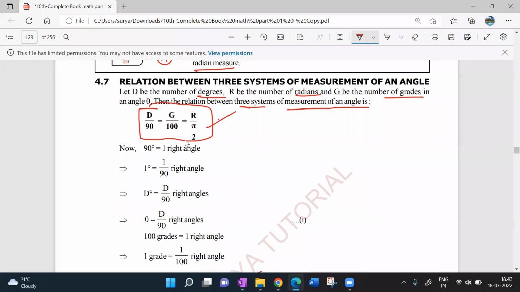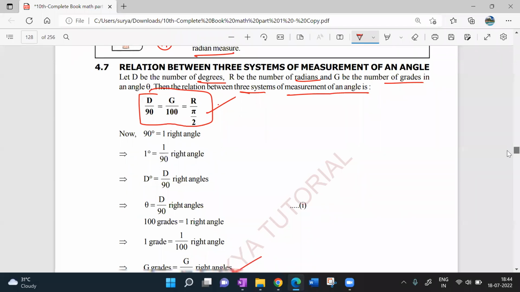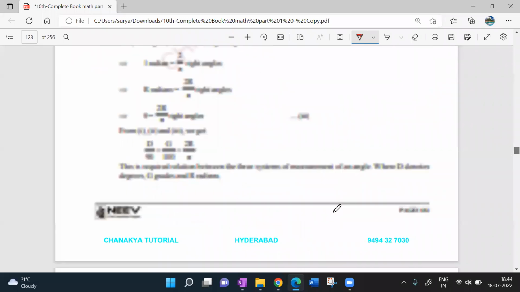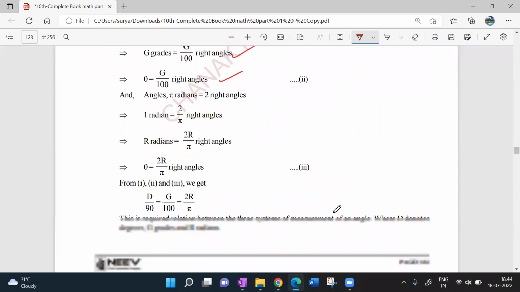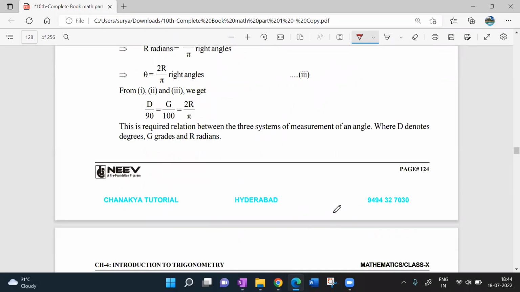Tell me. These three are equal or not? Yes. Hello? Yes. Yes or no? Yes. So this, what is the required relation?